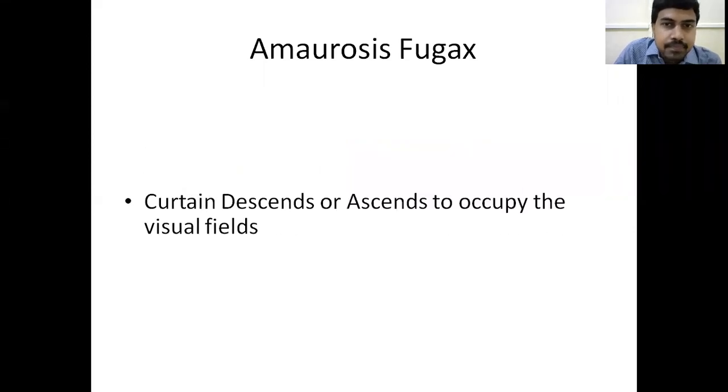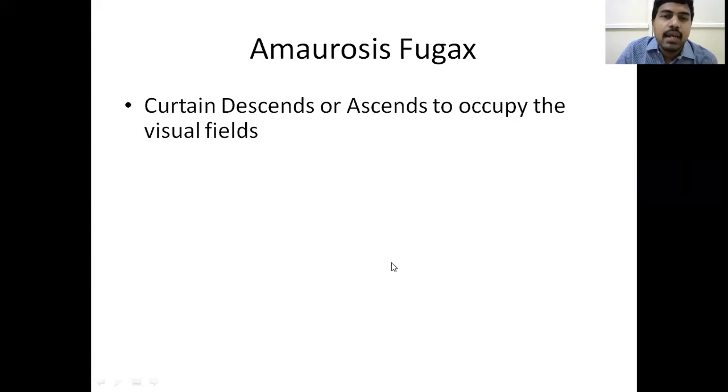Okay, and then amaurosis fugax. In amaurosis fugax, what happens is a curtain descends. There is a black curtain, so the black curtain descends or ascends. A black visual field, so the vision is totally lost. How it is lost is that a curtain gradually falls from above, and the vision is totally lost.